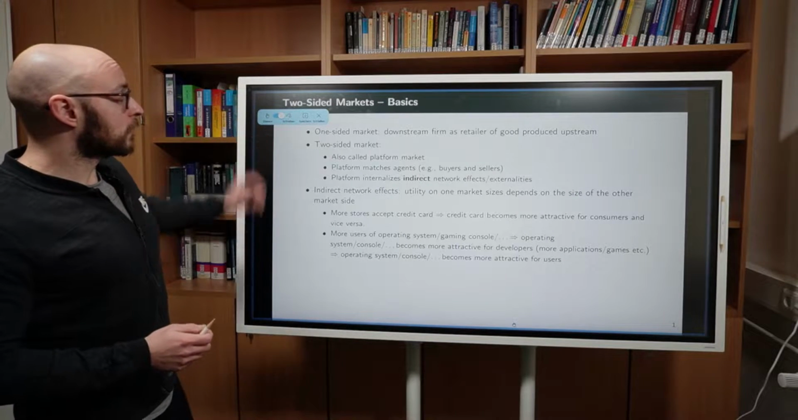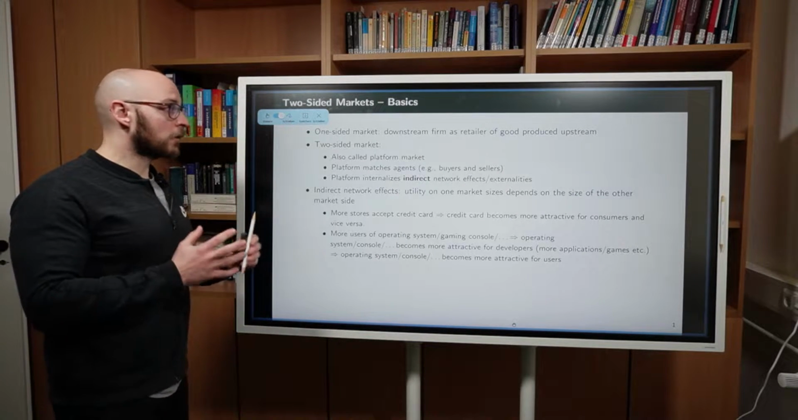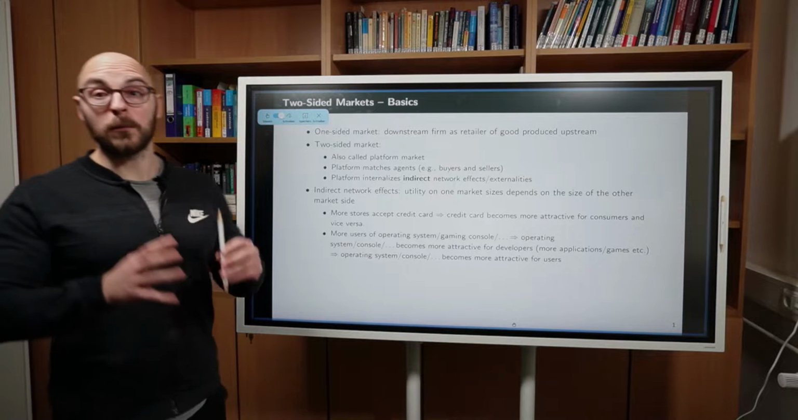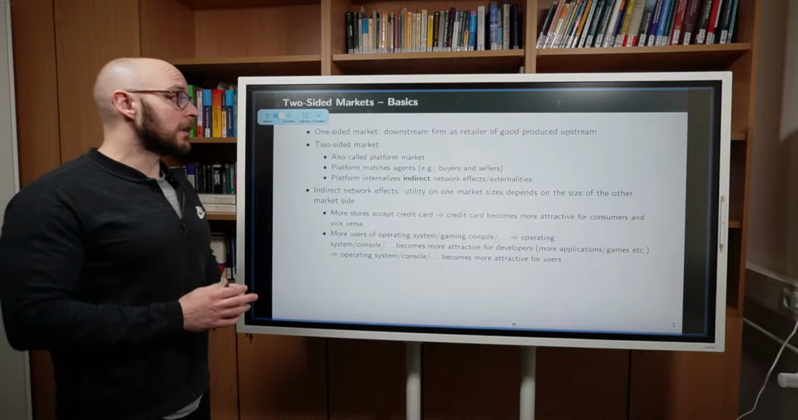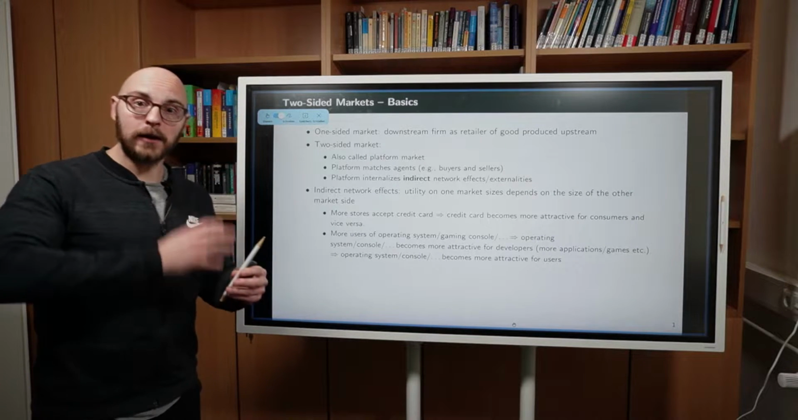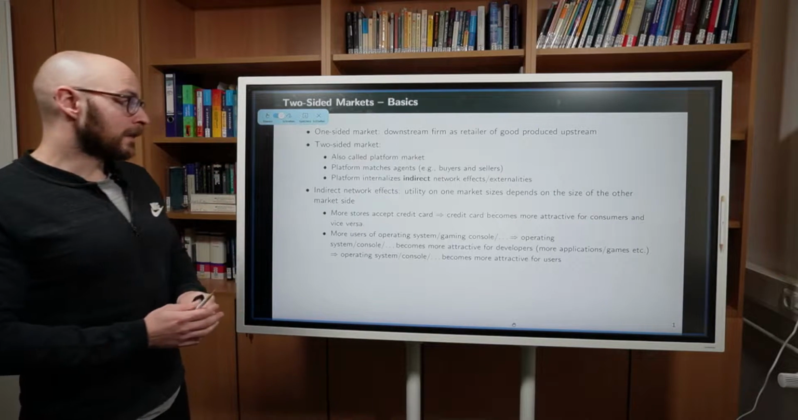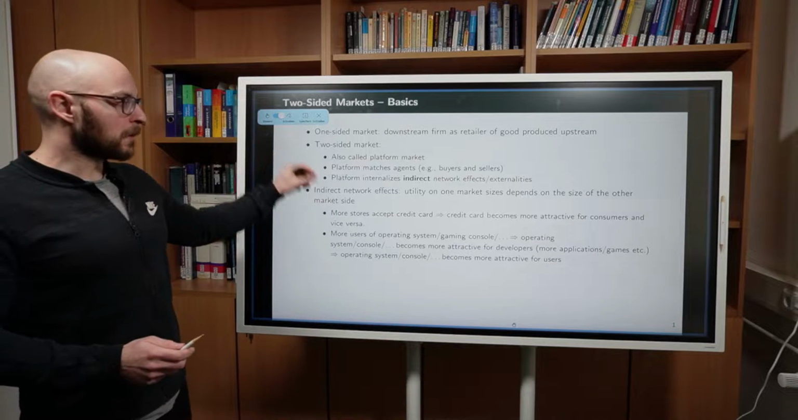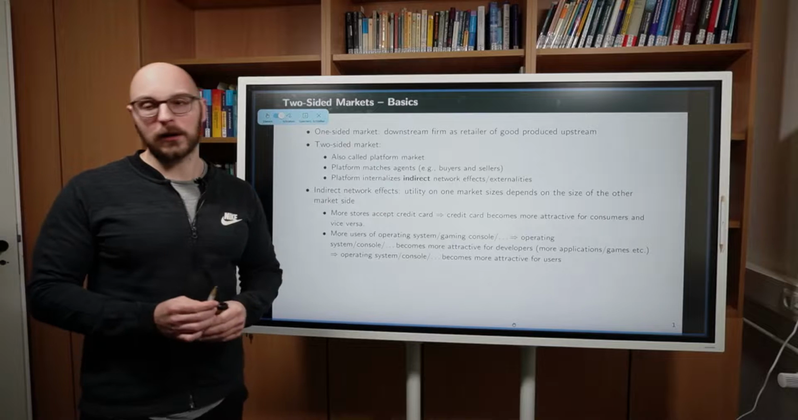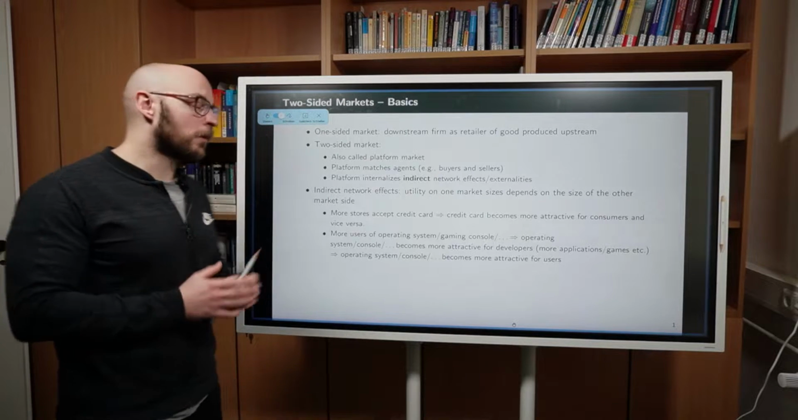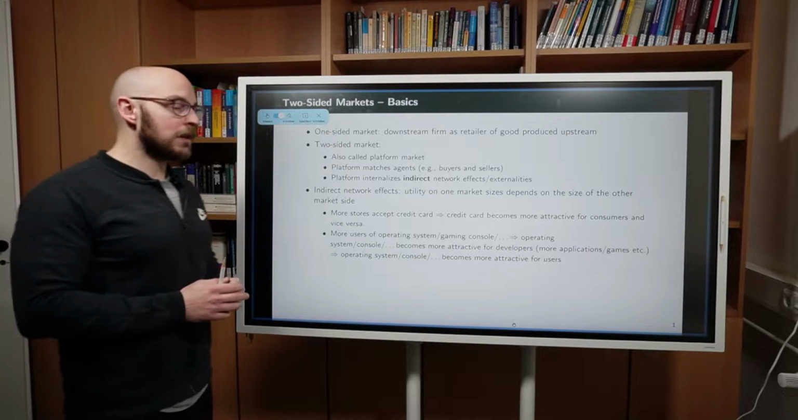Now, if we have a two-sided market, then we're talking about something that we also call platform markets. And the idea of a platform is that it matches buyers and sellers. And the crucial point here from an economics perspective is that the platform internalizes indirect network effects and externalities. And that's what we're going to talk about today in a lot of detail.